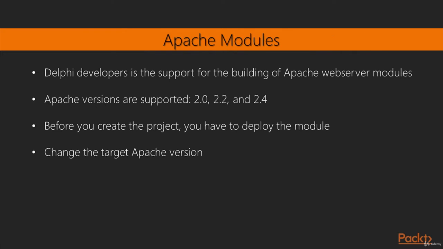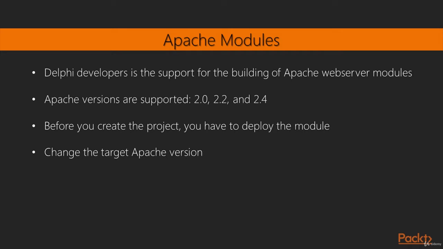One of the most awaited Delphi features by server-side Delphi developers is the support for the building of Apache web server modules. Since Delphi XE6, Delphi can generate Apache modules, and this is very good news. The most recent Apache versions are supported, 2.0, 2.2, and 2.4.